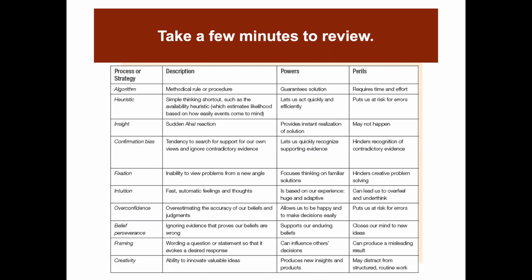We can also have insight, which is that sudden aha reaction, can provide an instant realization of a solution, but oftentimes that insight doesn't happen. So what are some of the problems that can be involved in our problem solving, the difficulties, the things that interfere? The concept of confirmation bias might be the most common, is the tendency to search for support for our own views and ignore contradictory evidence. So it lets us quickly recognize supporting evidence, but it hinders our thinking, hinders our recognition of contradictory evidence.